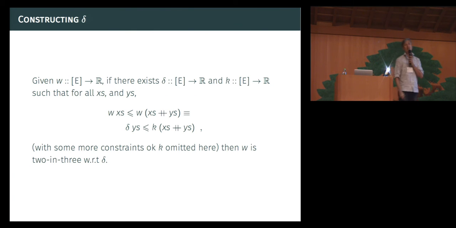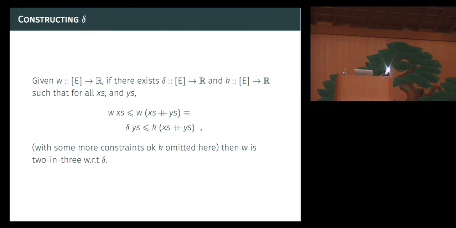Okay, and then for other problems, smart algorithm people developed another scheme to construct the delta function given W. They have this theorem saying that given W, if there exists delta and K satisfying this equivalence, then W will be 2 in 3 with respect to this delta. Then there are some properties about K which I need to omit from this slide.